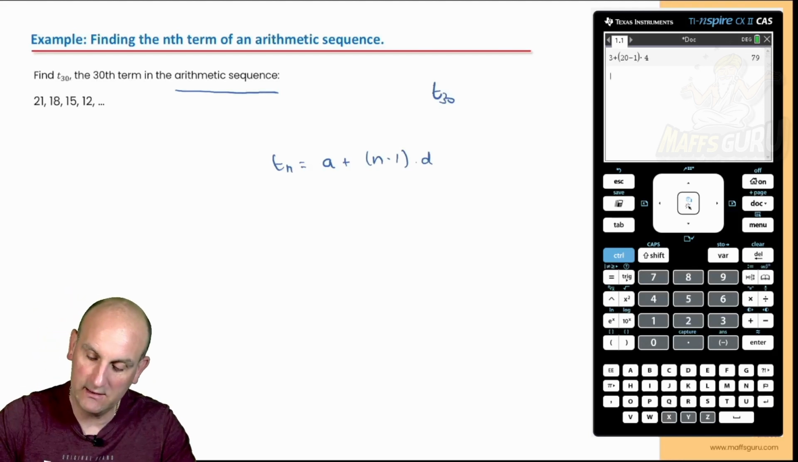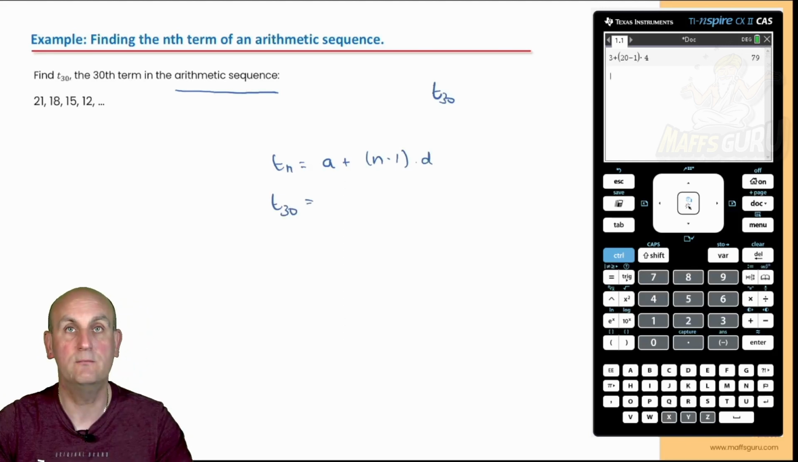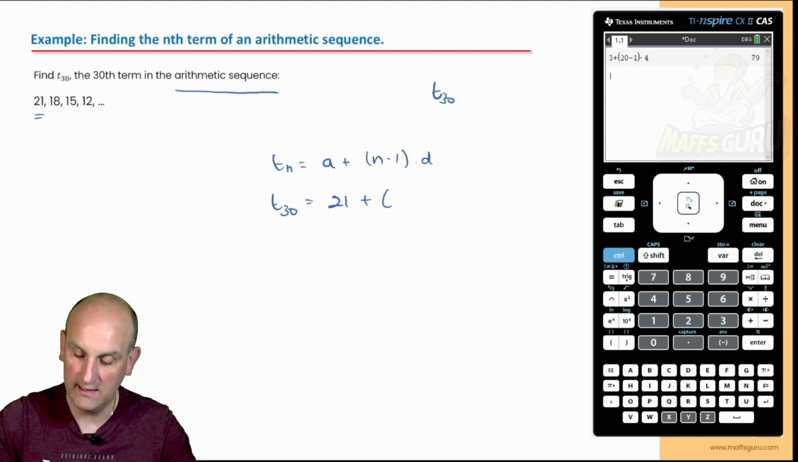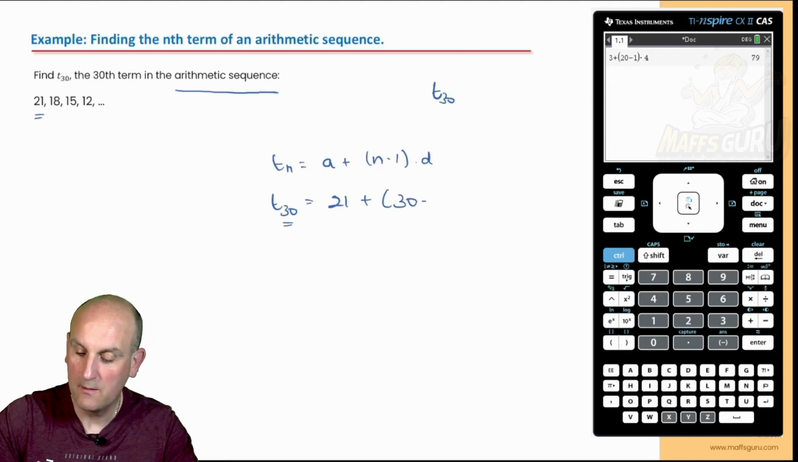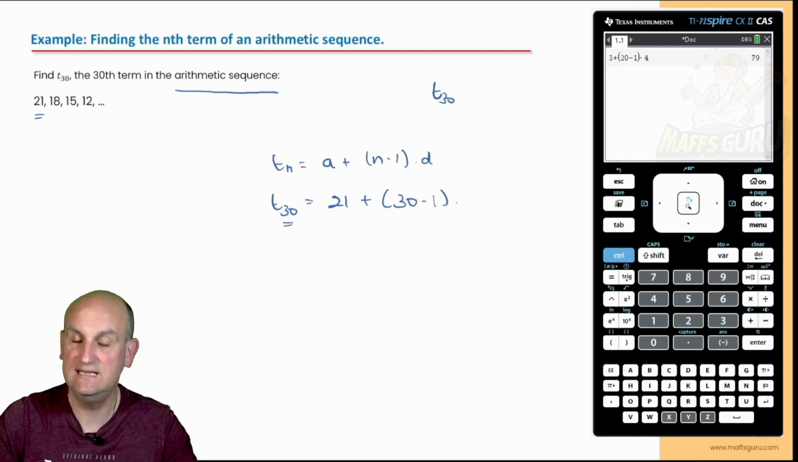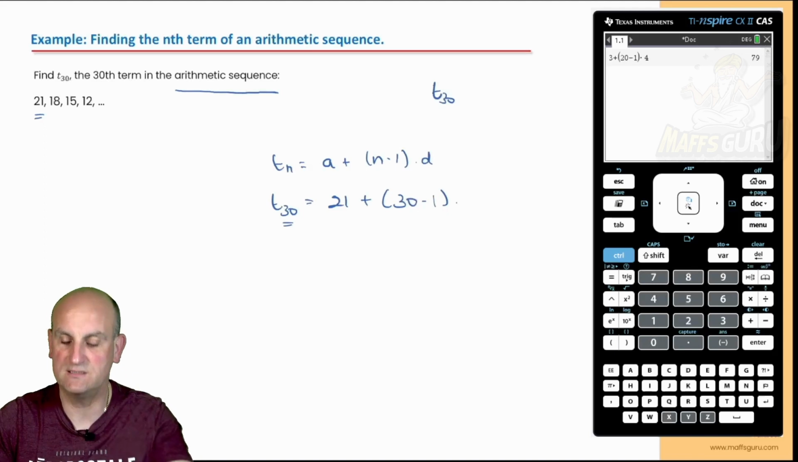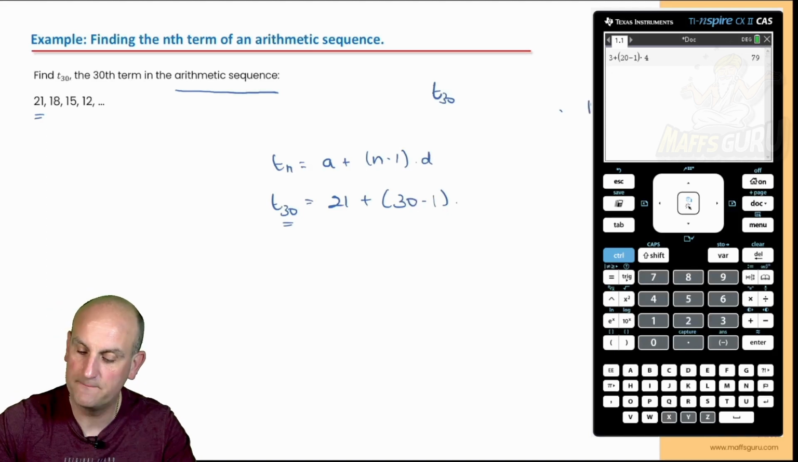So what have I got here? Now underneath I want t of 30 is equal to a, my first term. Did they give me my first term? Yep, it's 21. Plus n. Oh, n? Well, again, it's this 30. Minus 1 times d, my common difference. Well, hold on a moment. How do I get my common difference? We'll do the second term minus the first term. So my common difference is going to be 18 minus 21, which gives me minus 3.